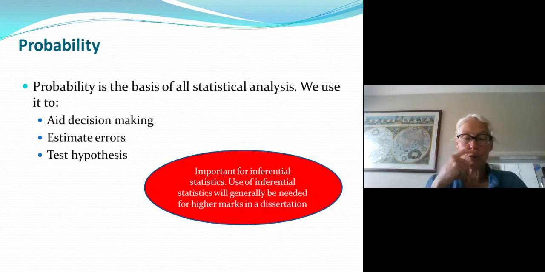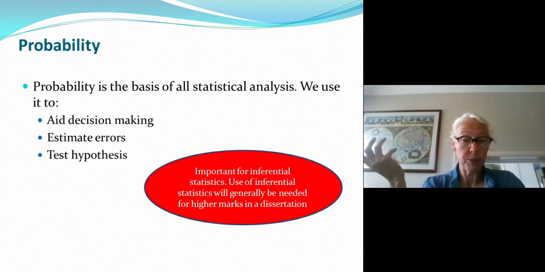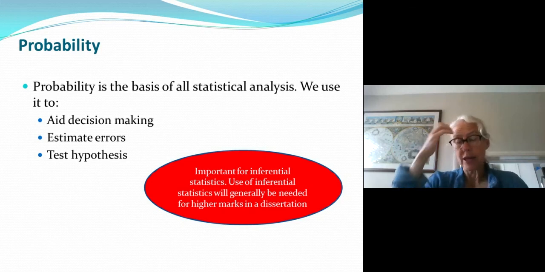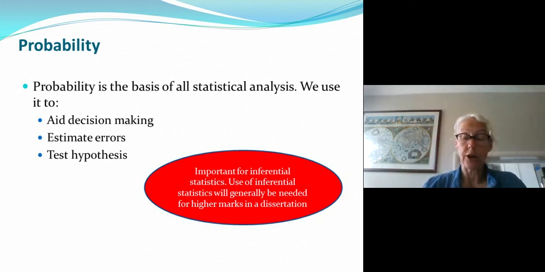So one of the things we do when we're looking at statistical significance is it's basically underlined by the idea of probability. And again, probably when you were back at school, you'd have done probability in maths and you'd have worked out how to calculate this. And it underpins statistical analysis. So, we use it to aid decision making, estimate errors and test hypotheses. And it's important you've got some understanding of this, because if you're doing a quantitative study, inferential statistics ideally need to be used to get you the higher marks, and therefore you need to have a little bit of a grasp of this, well, quite a good grasp of this really.